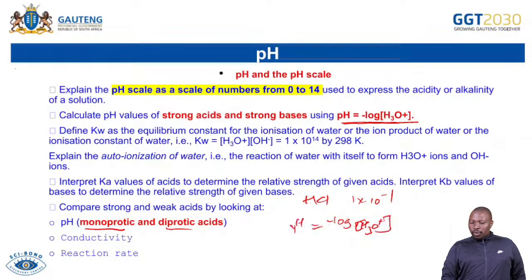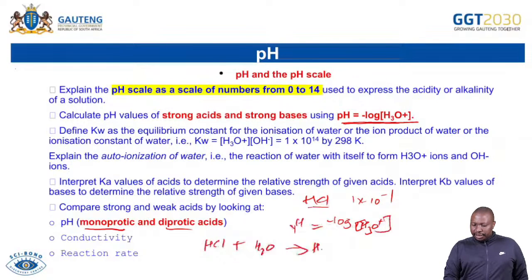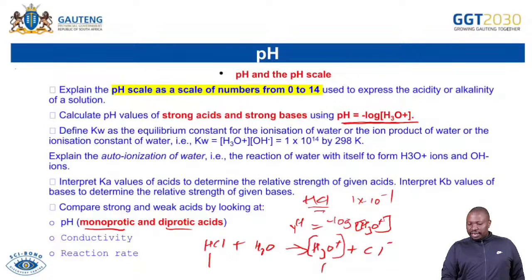pH equals to that. When you are given that concentration, remember, when you have the HCl in water, we said it ionizes completely to form H3O plus and Cl minus. So the H3O plus there is 1:1. Hence, you take the concentration of HCl, you put it there, you are able to calculate your pH. That will give you 1, and then you are able to get your answer by substitution.